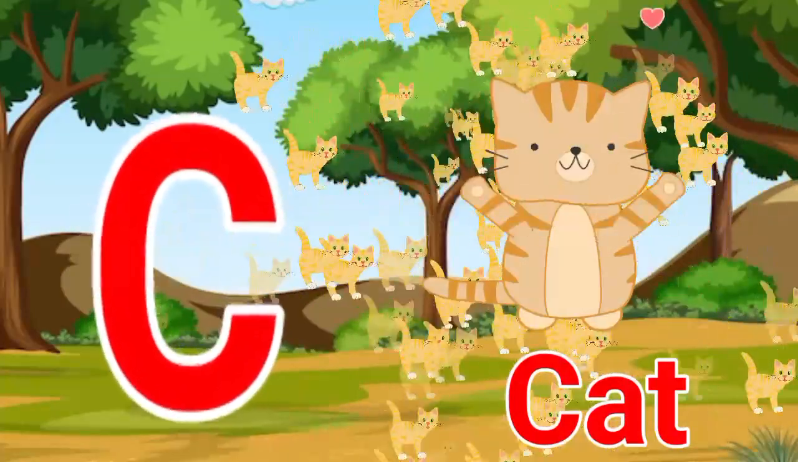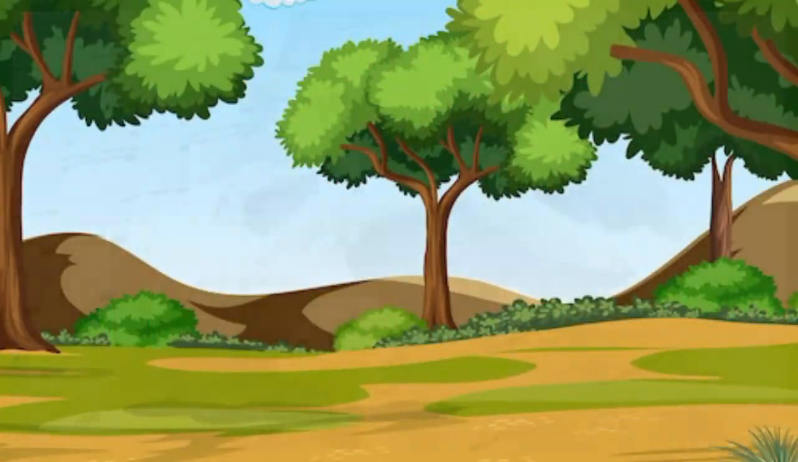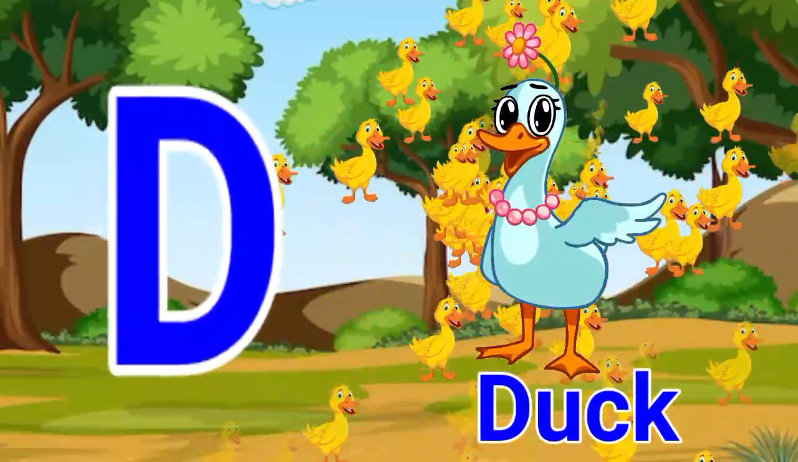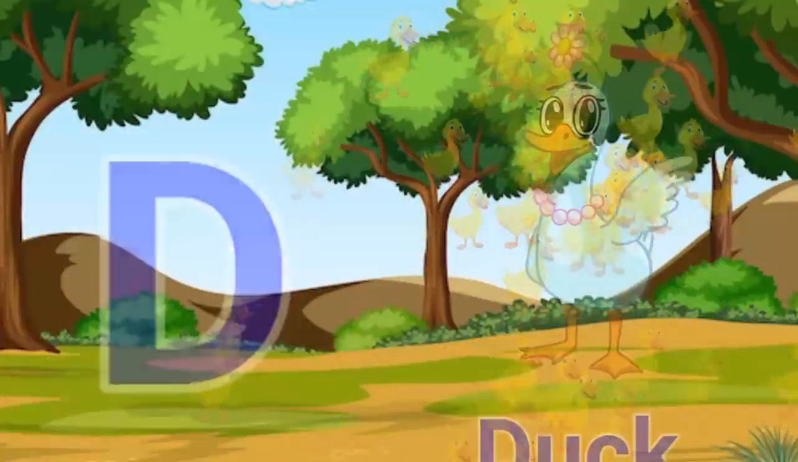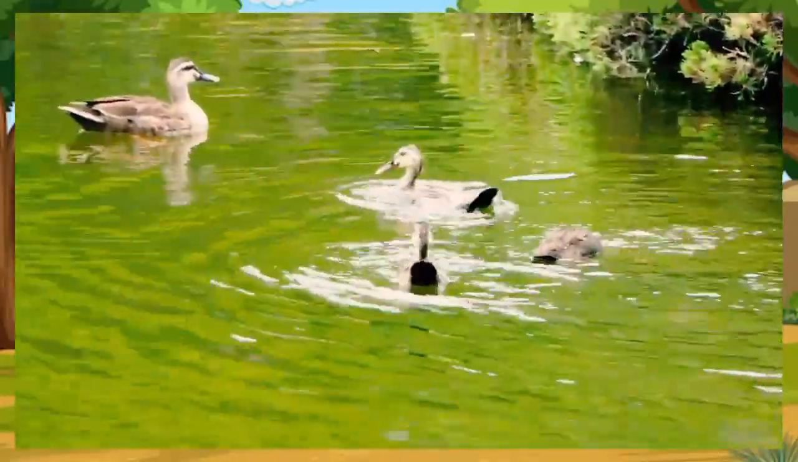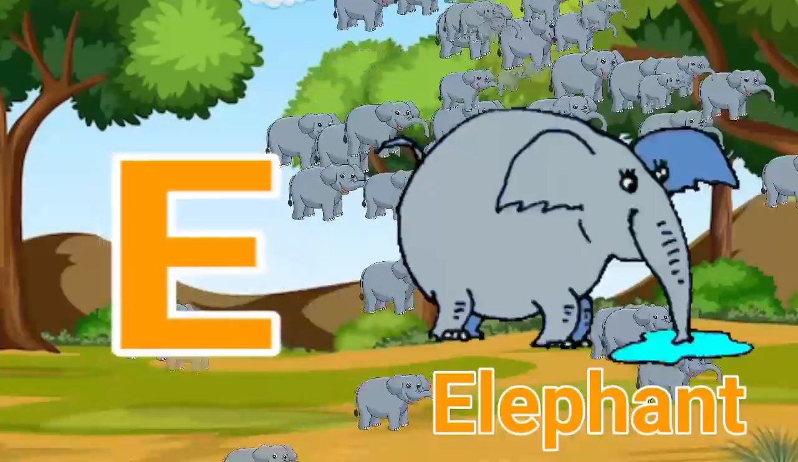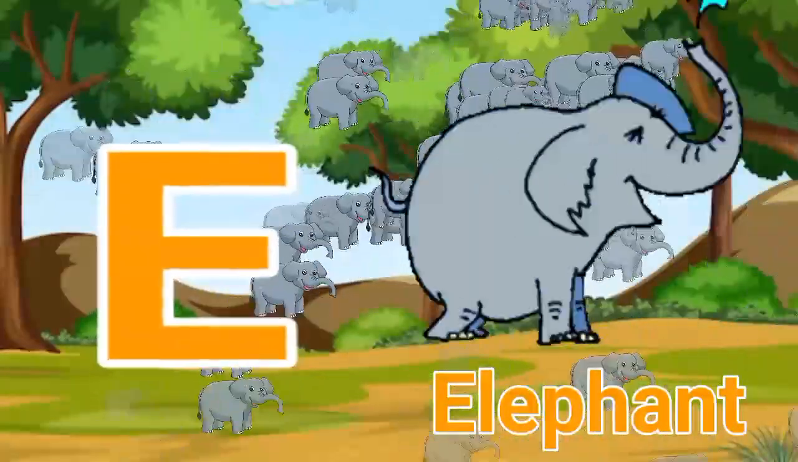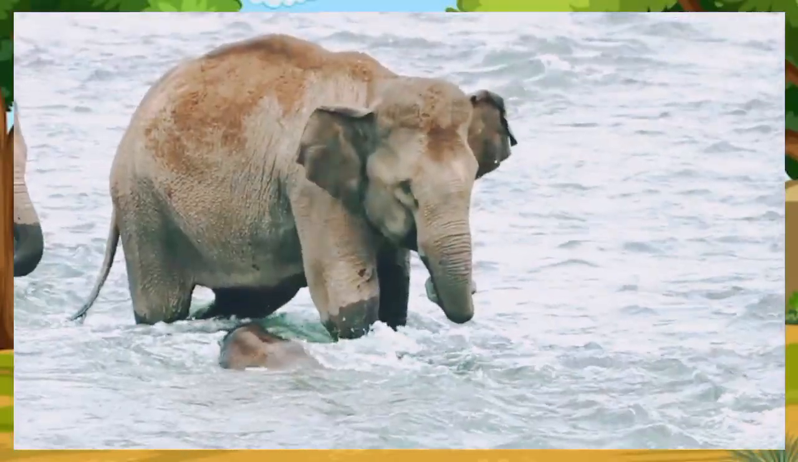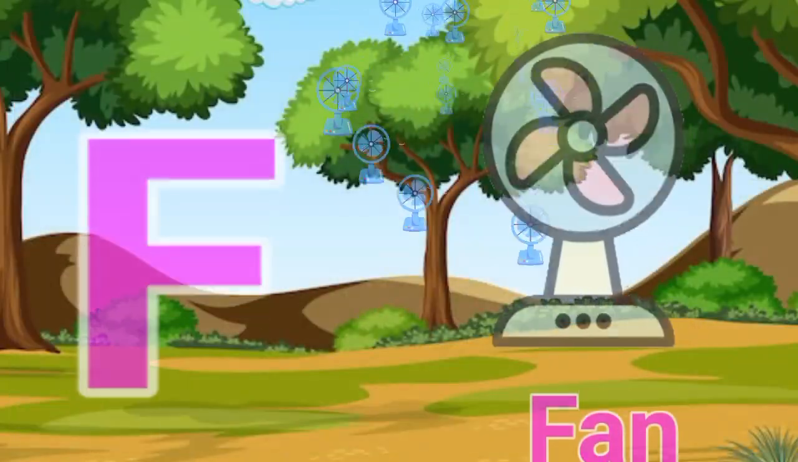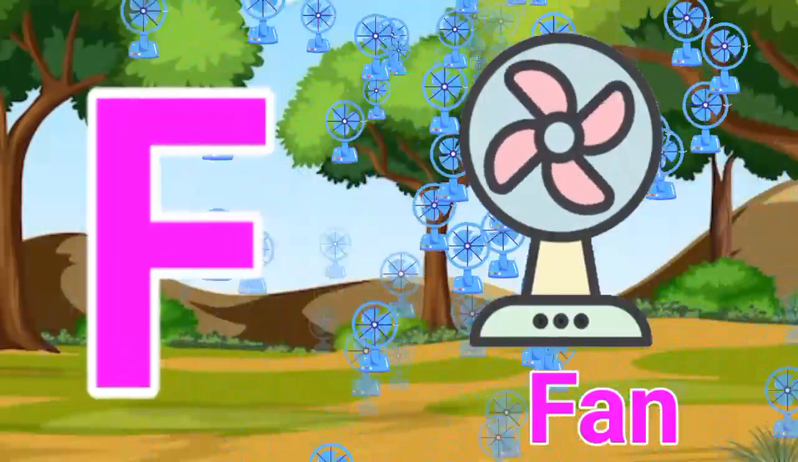C. C for cat. Cat means billi. D. D for duck. Duck means battakh. E. E for elephant. Elephant means hathi. F. F for fan. Fan means pankha.